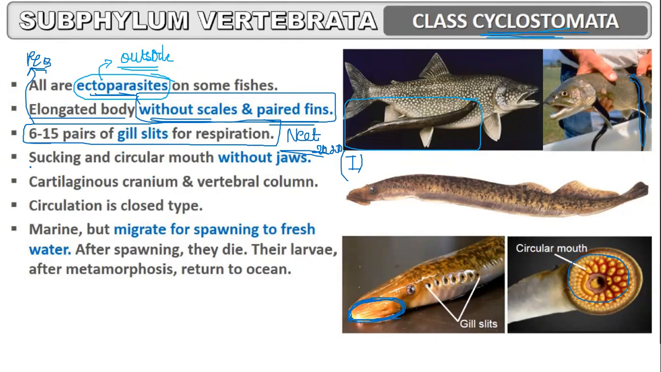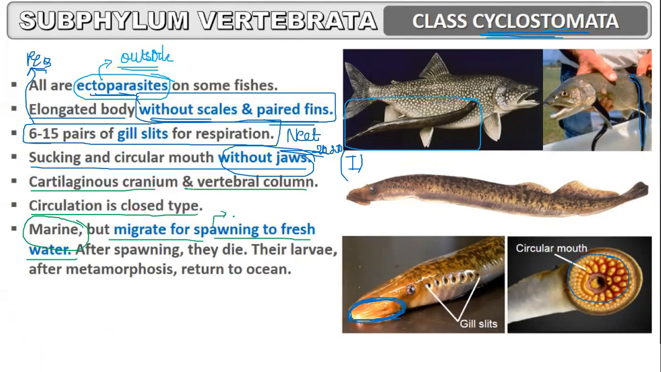Sucking and circular mouth without jaws. Very, very important. Sucking and circular mouth without jaws. Cartilaginous cranium and vertebral column. Circulation is closed type. They are generally marine, but migrate for spawning to freshwater.